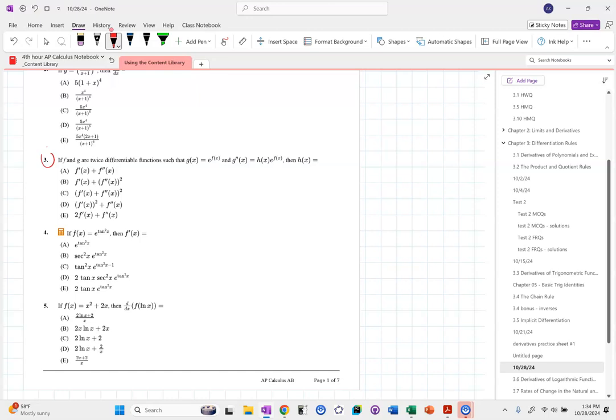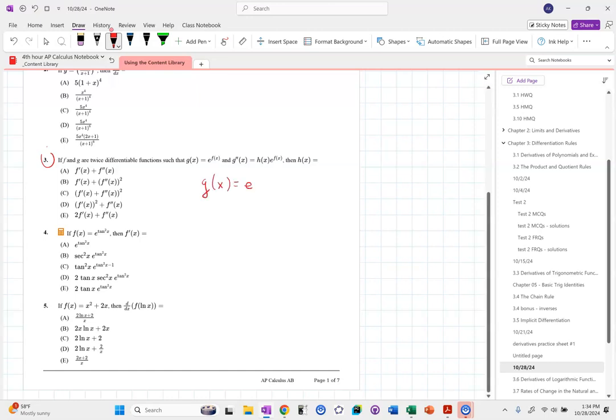So it says f and g are twice differentiable functions. What does that mean? Just that we can take the derivatives of them 2 times if necessary. It says g of x equals e to the f of x. G double prime of x is h of x times e to the f of x, and we want to know what h of x is.